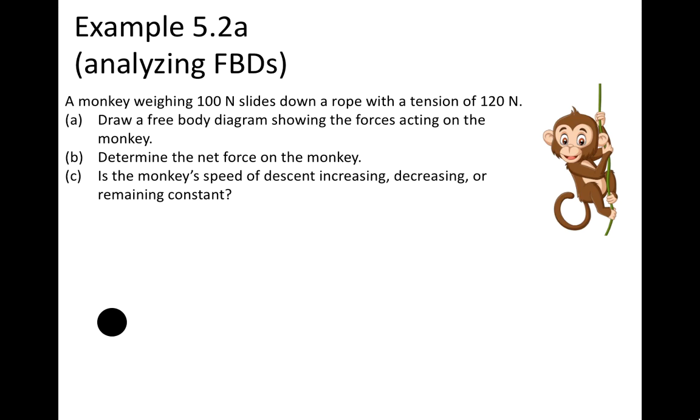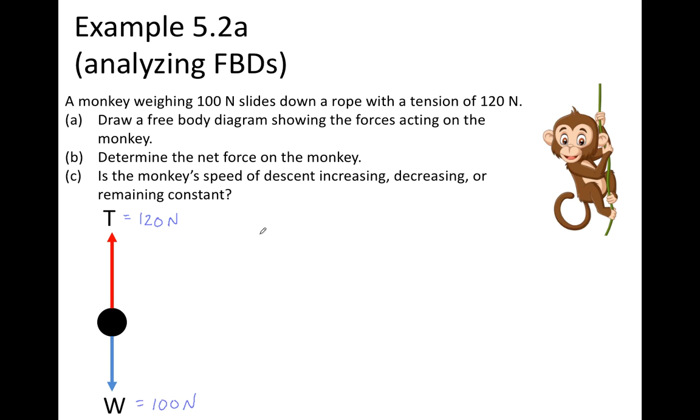So here's the dot to represent our monkey. We have a weight that acts down, and we have a tension force that acts up. And we know the value of these two forces. We know the weight force is going to be 100 newtons. We know the tension force is going to be 120 newtons. So you don't have to write the values of the forces in a free body diagram, but I find that if we know the values, it does help to include that.